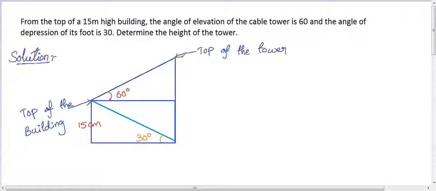And let's say x is the height of the tower from the building, and x plus the building height, 15 meters, so x plus 15 is the total height of the tower.